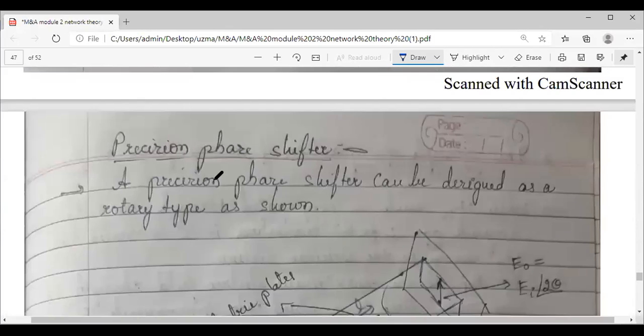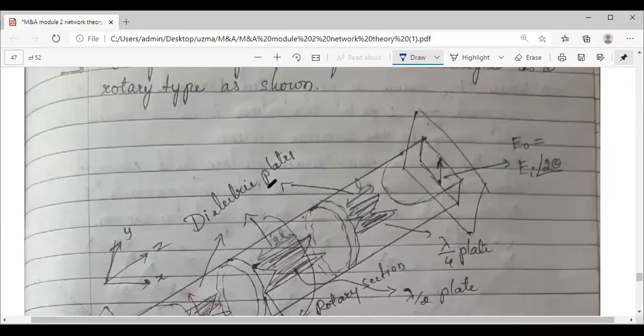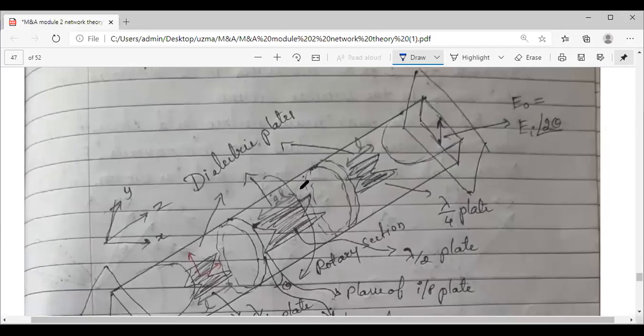Now coming to the precision phase shifter, the second type. So what do you mean by precision? The desired quantity of phase shift can be achieved by making use of this precision phase shifter. For example, if I want a phase shift of 45 degrees, it is possible. And in mechanism, we will be seeing this figure here.